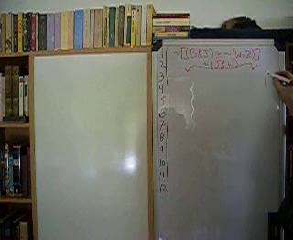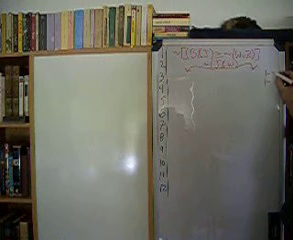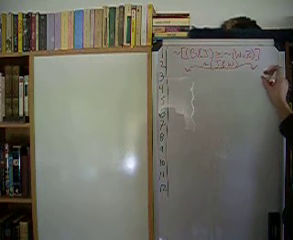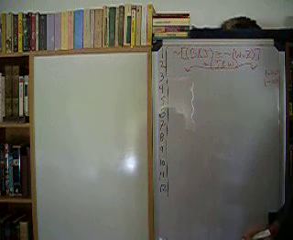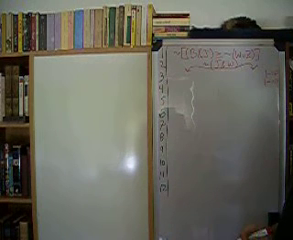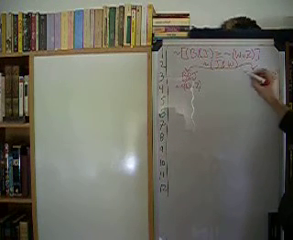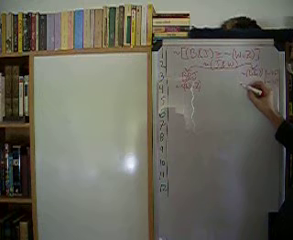Line 1, negated biconditional decomposition. That gives us B and J, not W or Z, or not B and J, and not W or Z.